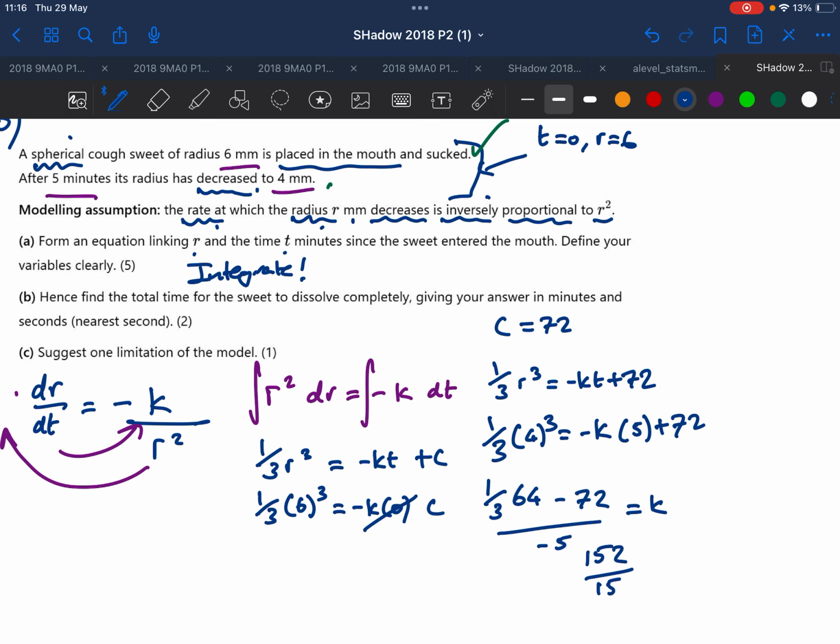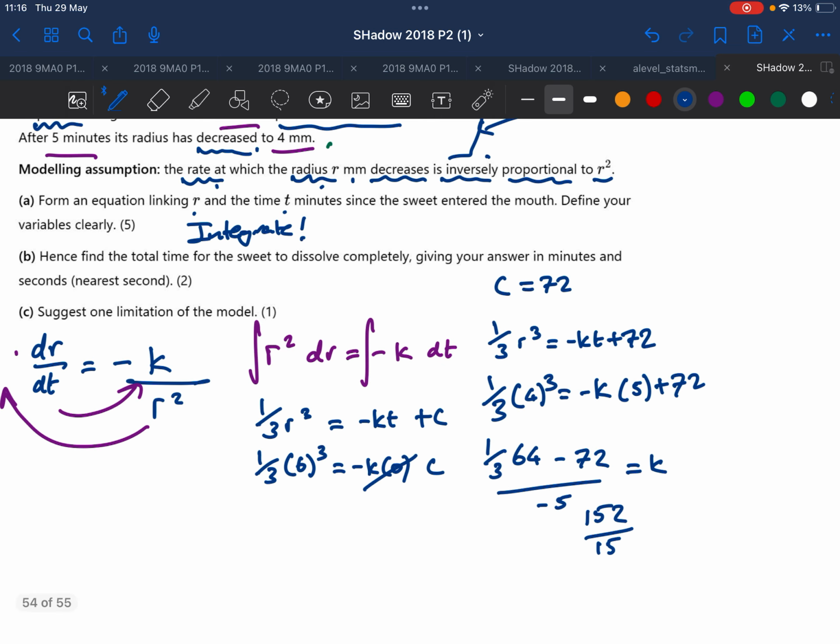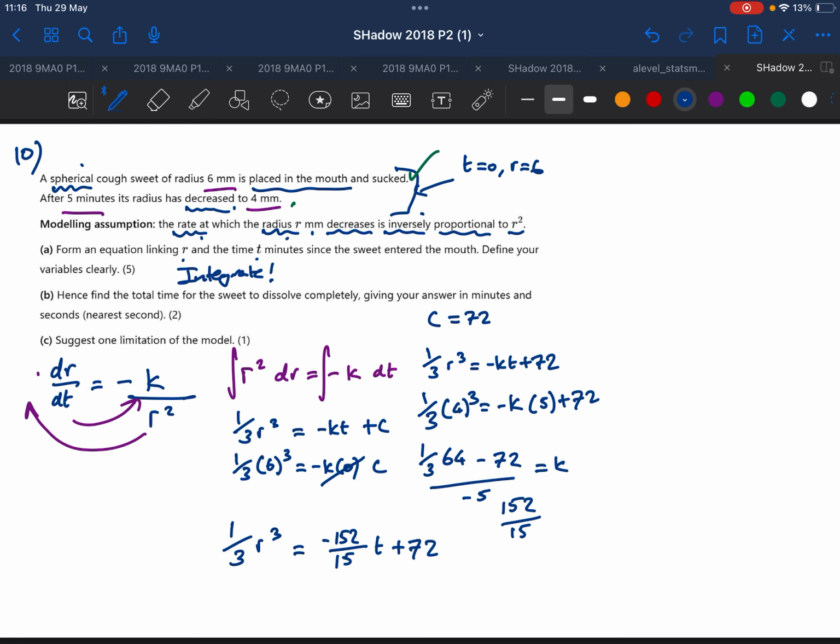So I can now make a complete equation. I'm going to put this back into this one now, and it will all be done. So I've got 1/3 r cubed equals minus 152 over 15 t plus 72. Did they ask for anything in particular? No, that should be fine. They didn't say that I had to get the r on its own, so that should be totally fine.